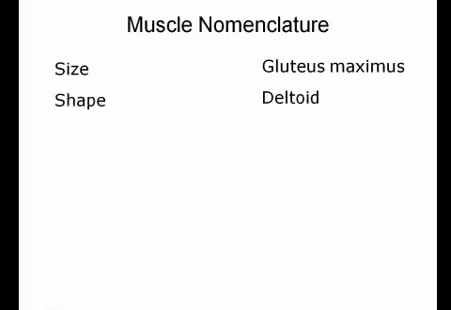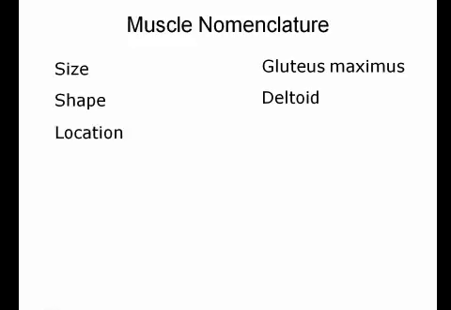Muscle names look really scary, but many times the name tells us a lot about the muscle. Sometimes we can learn something about the size. So for example, the gluteus maximus. Maximus means large. There's another that's called the gluteus minimus, which is a smaller muscle. Shape. So for example, the deltoid is the muscle over the shoulder. Delta means triangle. If we take that muscle off of the body and lay it flat, it is shaped like a triangle.